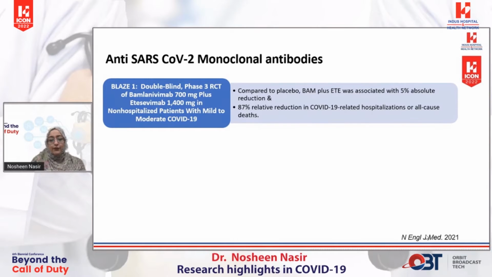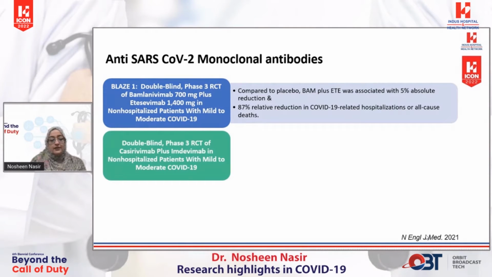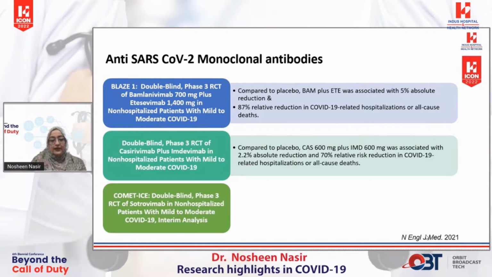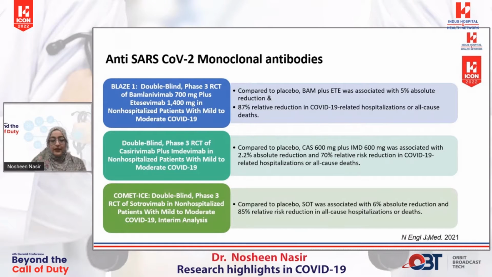What they found was a 5% absolute reduction and an 87% relative reduction in COVID-19-related hospitalizations or all-cause deaths. Another trial that investigated casirivimab plus imdevimab in non-hospitalized patients with mild to moderate COVID-19 also found a 2.2% absolute reduction and a 70% relative risk reduction in COVID-19-related hospitalizations or all-cause deaths. Then the COMET-ICE trial, a double-blind randomized controlled trial of sotrovimab in non-hospitalized patients with mild to moderate COVID-19, also showed a 6% absolute reduction and an 85% relative reduction in all-cause hospitalizations or deaths.